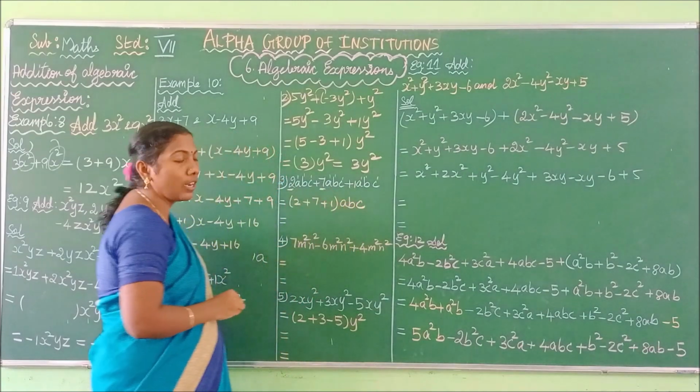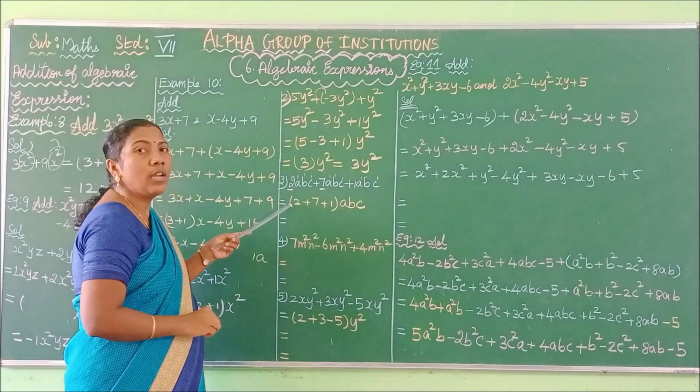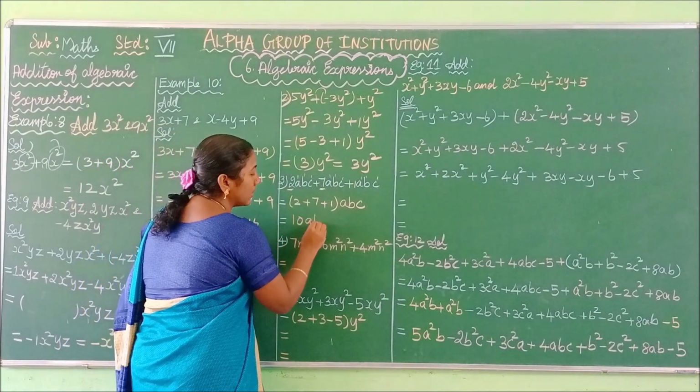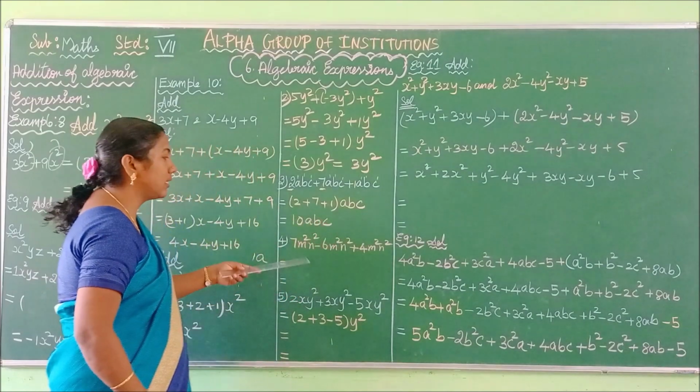Do you understand, children? So what is the answer? 7 plus 2, 9. 9 plus 1, 10. So your answer is 10abc. Do you understand? See the next sum.